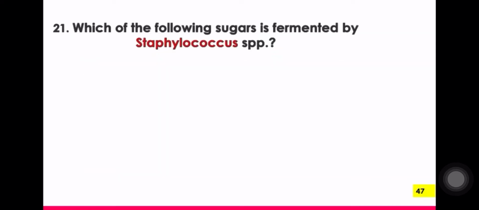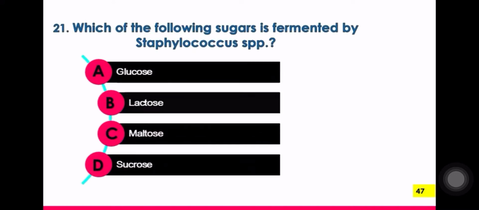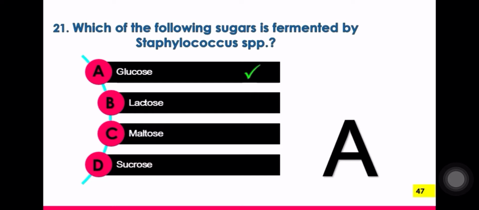Next, for number 21, which of the following sugars is fermented by Staphylococcus species? Is it letter A, glucose; B, lactose; C, maltose; or D, sucrose? The correct answer is letter A, glucose. Staphylococci ferment glucose, whereas Micrococci fail to produce acid under anaerobic conditions. Under aerobic conditions, Micrococci are oxidative. For number 21, letter A.